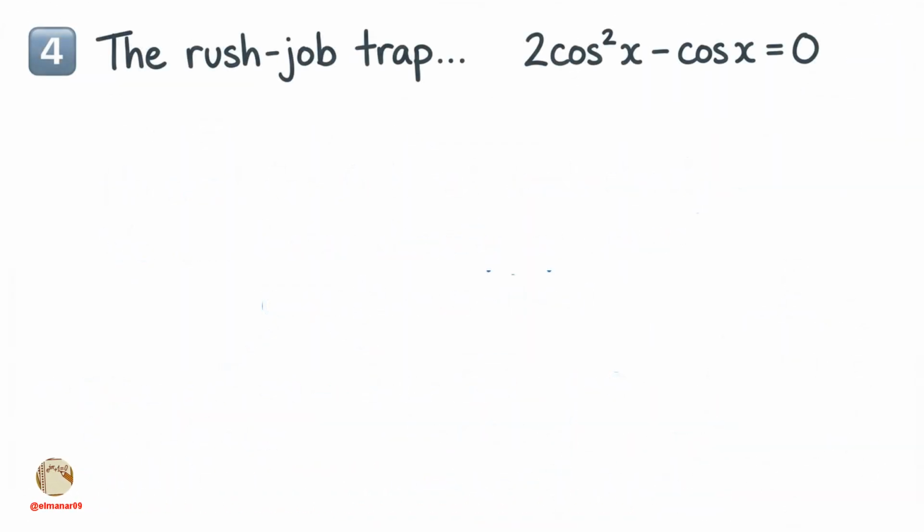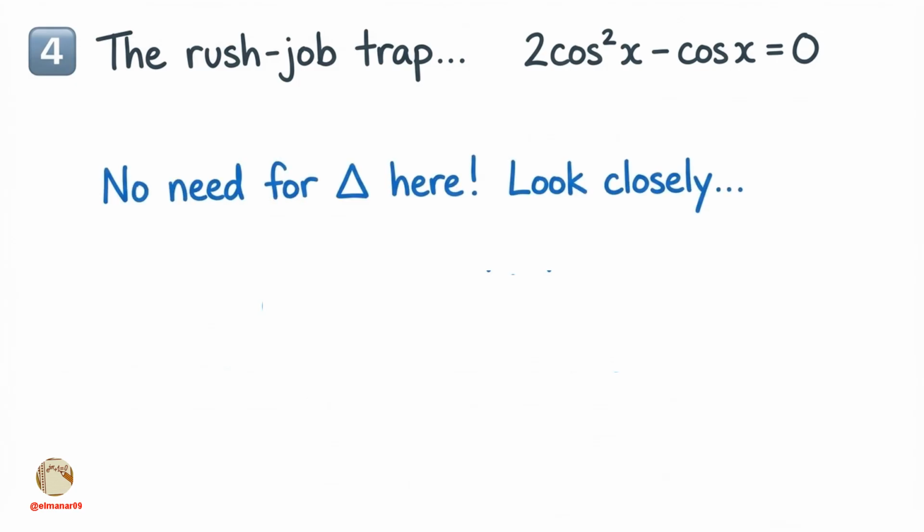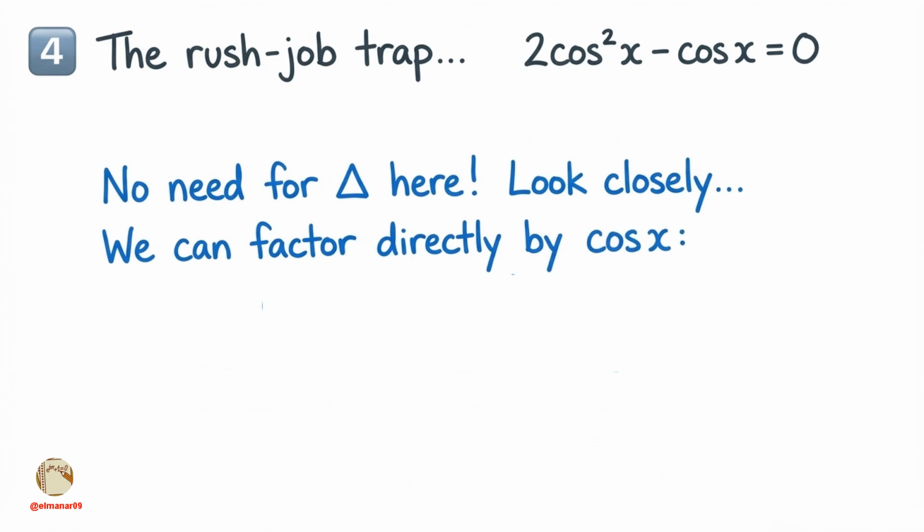The next equation is 2 times cosine squared of x minus cosine of x equals 0. Often, the first instinct is to complicate things by introducing a new variable, like capital X, to replace cosine. But be careful, as I always tell you, don't fall into excess. Let's be smart and efficient. Look closely at this expression. We have cosine of x in both terms. What idea should jump out at you?